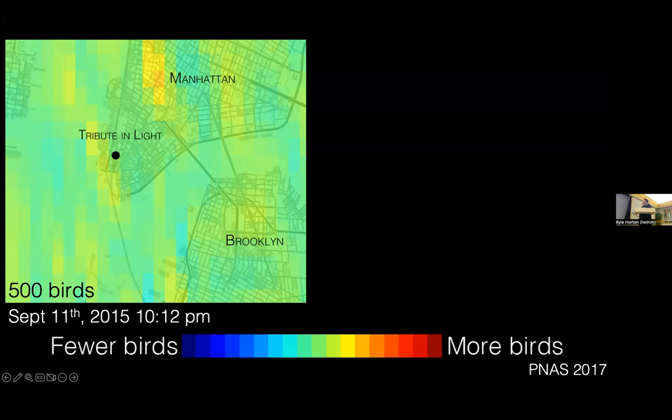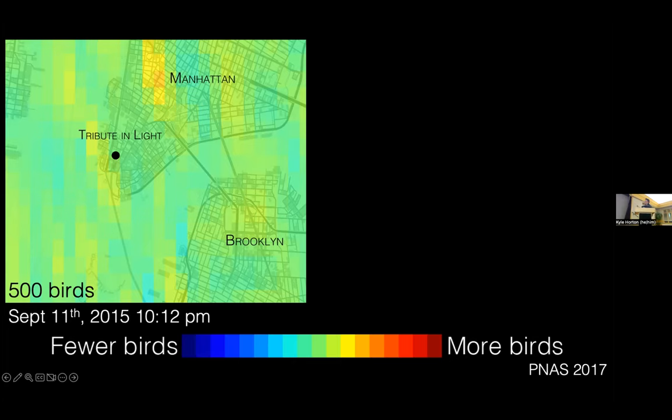So Tribute in Light is here. This is Lower Manhattan outlined here. This is for the night of September 11th, 2015, 10:12 p.m., okay? The radar scans over, and we estimate around the Tribute in Light 500 birds. 500 birds is a lot of birds, but it's also probably a good indication of just good migration, right? That many birds being up in the airspace in this area.